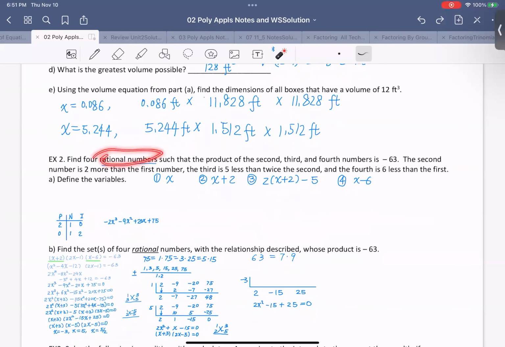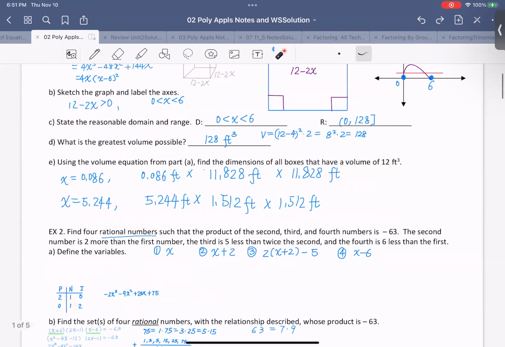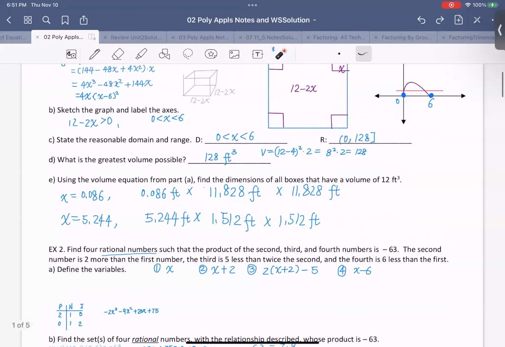You have 4 rational numbers. The product of the second, third, and fourth number is negative 63. But they give you some conditions by saying the second number is 2 more than the first one. So you call the first one as x, then your second one will be 2 more than the first, which is x plus 2. The third is 5 less than the second, 5 less than twice the second.